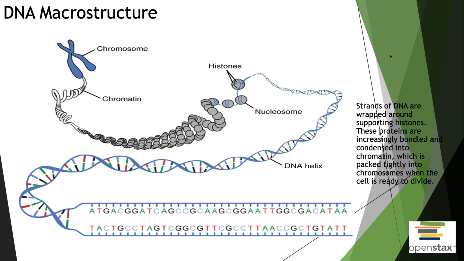So the macrostructure of DNA is basically you have strands of DNA that are supported by proteins that are called histones, which help to wind the DNA around those proteins. And this helps to condense the DNA into what's known as chromatin, which is then packed tightly into chromosomes when the cell is ready to divide so that all that genetic information can fit inside of the nucleus.